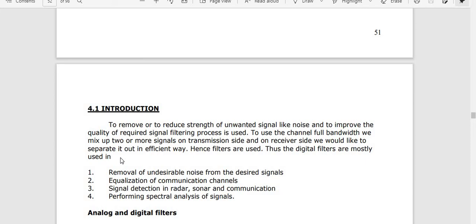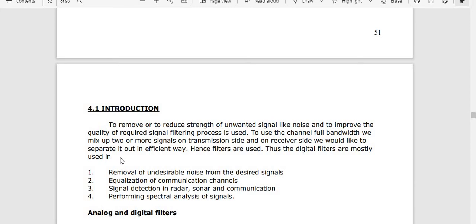We are going for filters, students. To increase the strength of the signal, we are trying to use the filters. To use a channel's full bandwidth, we mix two or more signals on both the transmitter and the receiver side, so that it can be done in an efficient way. So that's the reason filters are used.